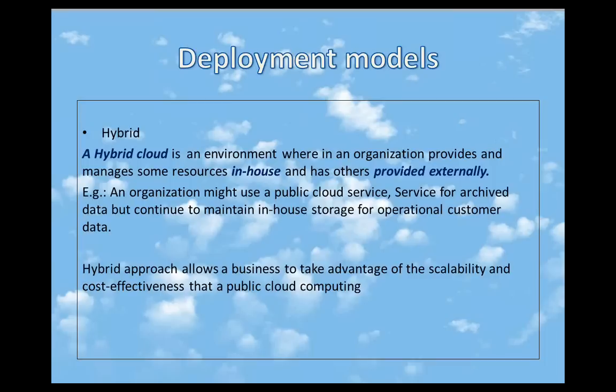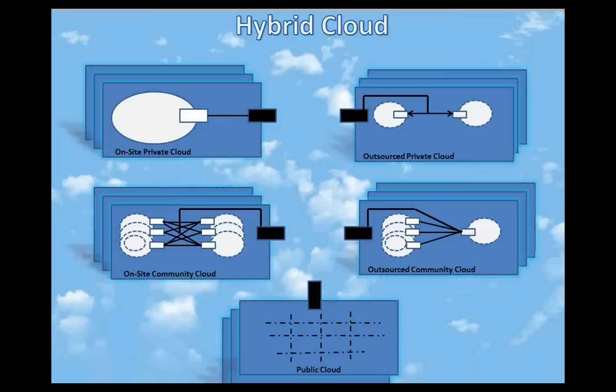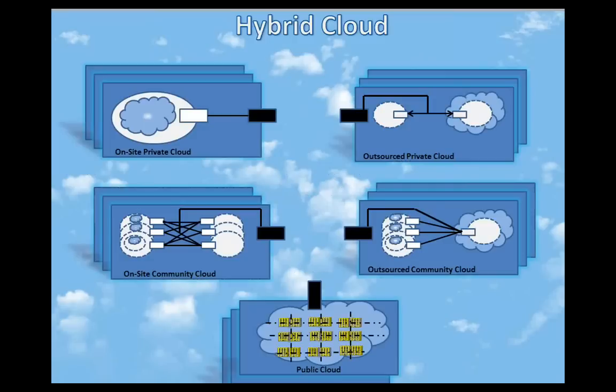If I give an example, an organization might use a public cloud service for archive data, but continue to maintain in-house storage for operational customer data. So this could be one of the examples. The hybrid approach allows a business to take advantage of the scalability and cost effectiveness of public cloud computing. So if I see in a diagram how the hybrid cloud looks like.